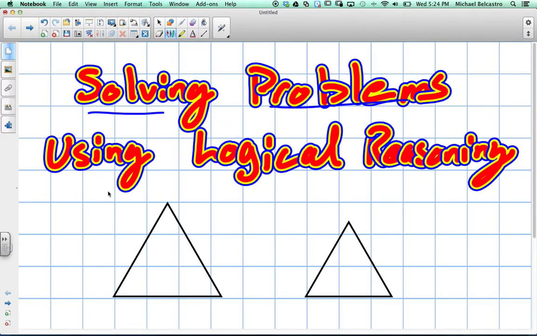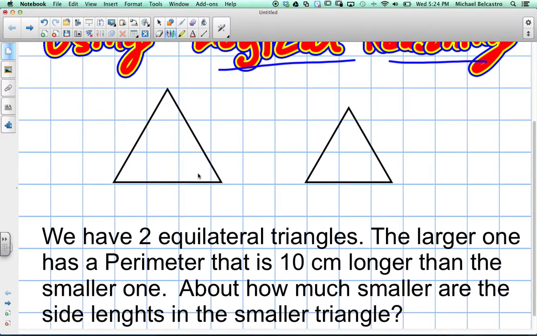Solving problems using logical reasoning. Good. Okay, so here's our diagram for our word problem. It says we have two equilateral triangles. The larger one has a perimeter that is 10 centimeters longer than the smaller one. So here's our larger one, and here's our smaller one. About how much smaller are the side lengths of the smaller triangle?